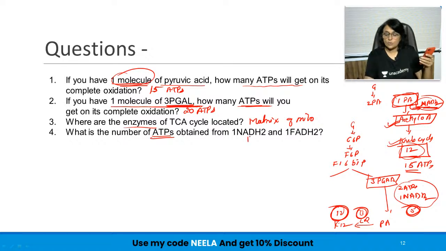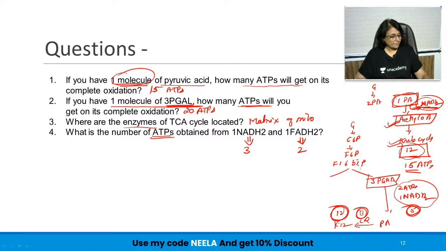One NADH2 is going to give you 3 ATPs. Hiren has answered that question, and one FADH2 gives you 2 ATPs. Right? So here we were not asked to draw anything, any pathway, any cycle, nothing. The questions were asked from the pathway. And that is why we should be knowing this pathway very, very clearly.